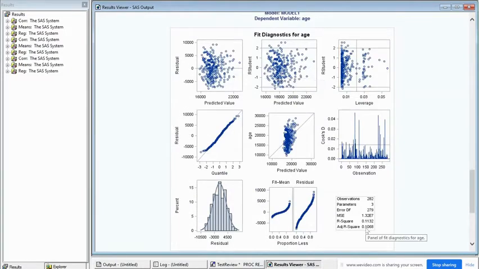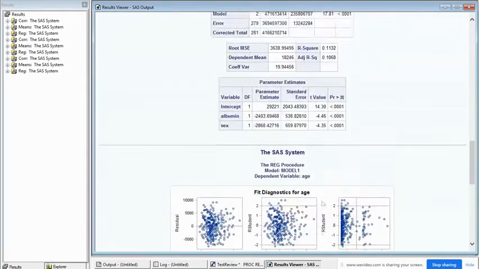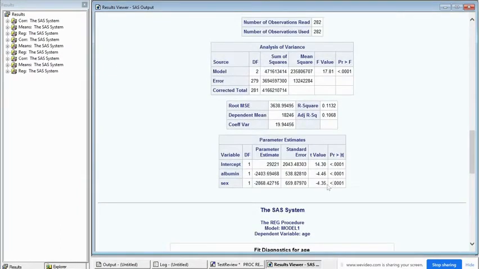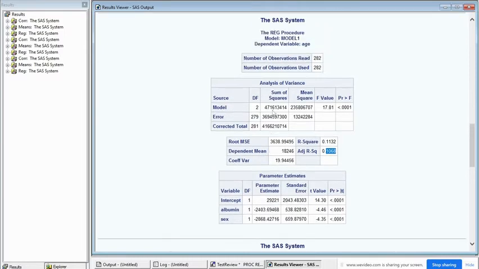And then here's your adjusted R squared right there. So it's going to account for 10.68% of the variance. Both of those variables do. Here they are right here. Here's your parameter estimates right there. So those are your coefficients in front of the variables albumin and sex, and there is your intercept. Right here is your adjusted R squared value. So that's your percent of variability.